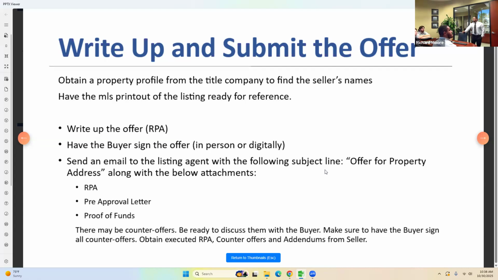Any questions? Yes, so proof of funds, will that always be like a copy of their bank statement? It could be one bank statement, it could be multiple bank statements, because maybe they have money in different accounts. It could be their retirement account that they're gonna be drawing money out of. So this shows how much money they have.